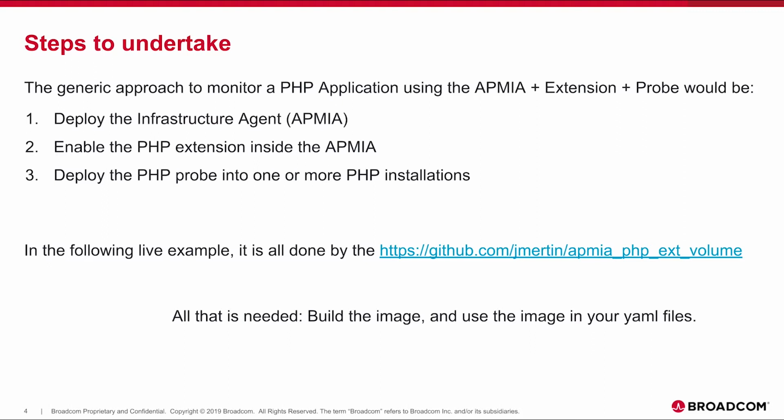For the following live example, the process has been automated by using the APM IA PHP extension volume code found on GitHub. In short, what we will do is to build the image and use that image in our YAML control files of the PHP application to be monitored.